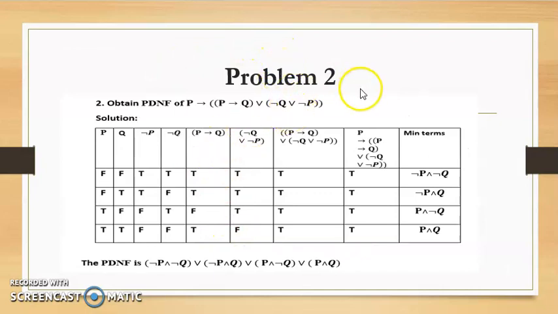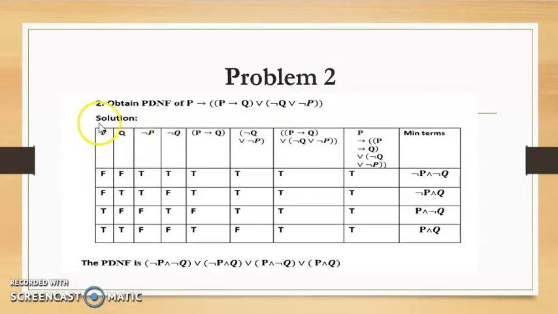Next we will see problem 2. Obtain the PDNF of P implies, in a bracket, P implies Q or not Q or not P. Here the statement formula has only 2 variables, there is no R. So we write only P and Q as the first and second columns.